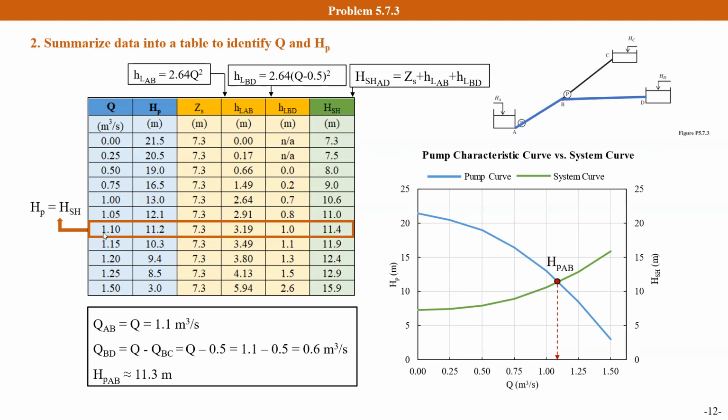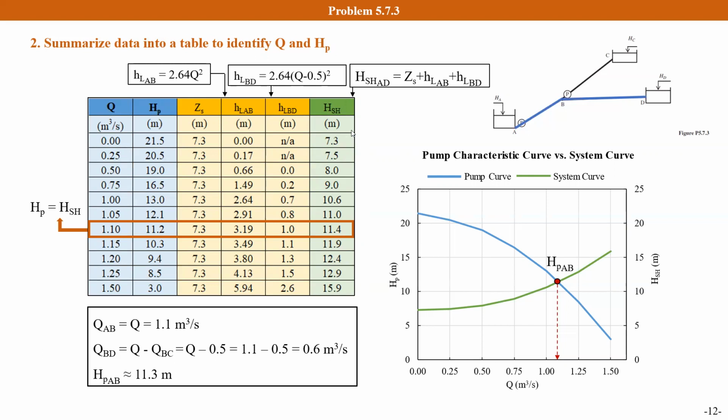And because the total flow rate equals 1.1 from this table, we could also identify the pump head in pipe AB. It's close to 11.3 meters.